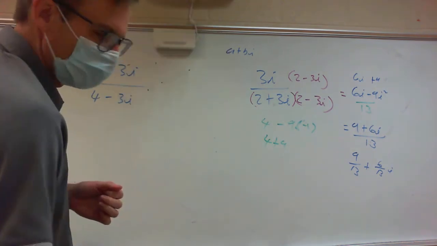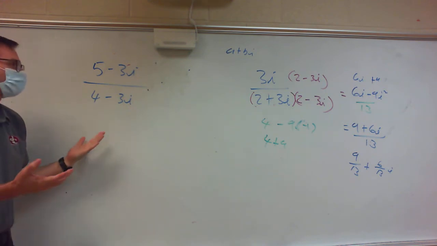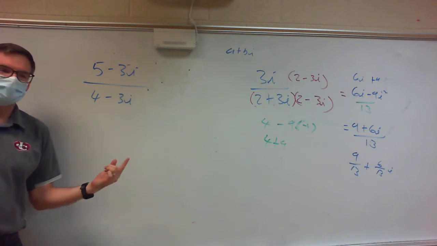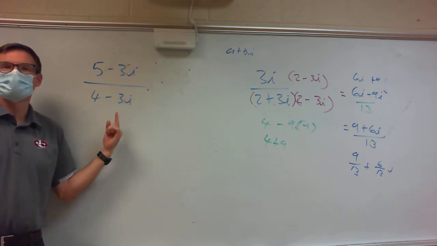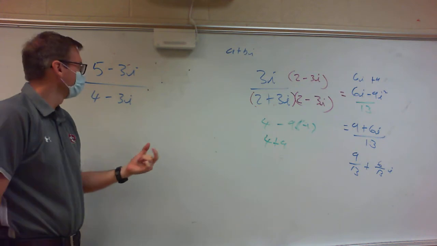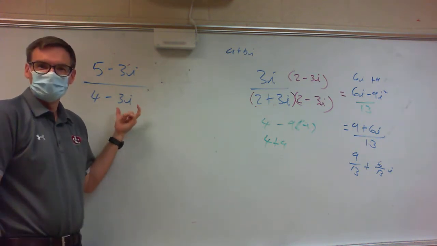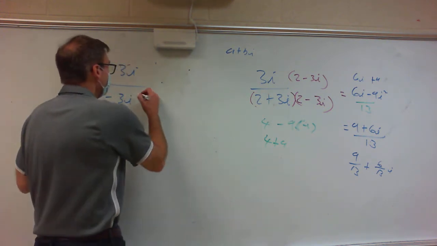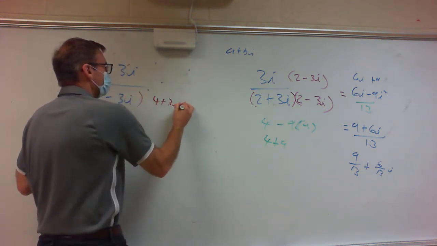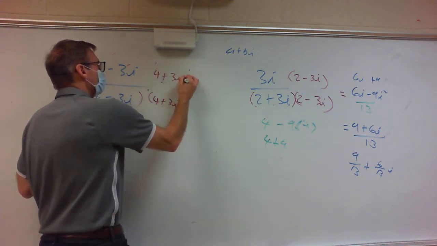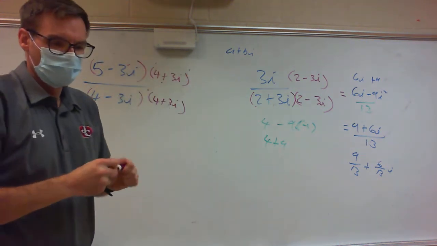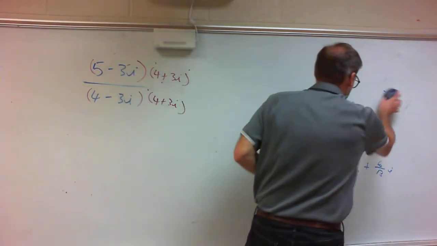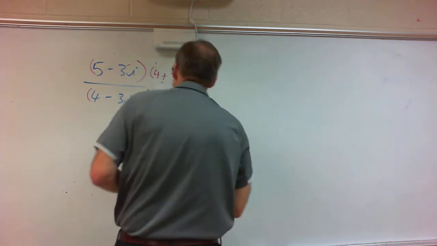Pause for a second. Okay. So, your job is to get rid of the i in the bottom. What are you going to multiply by to get rid of the i in the bottom? 4 plus 3i. So we're going to multiply by 4 plus 3i in the top and bottom. Pause. Go through. I should erase this while I pause.